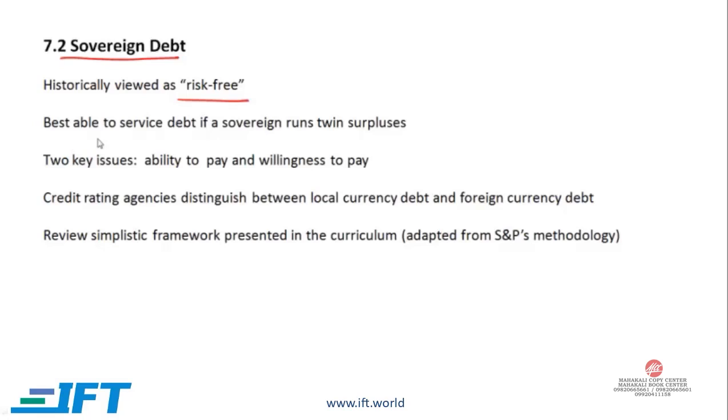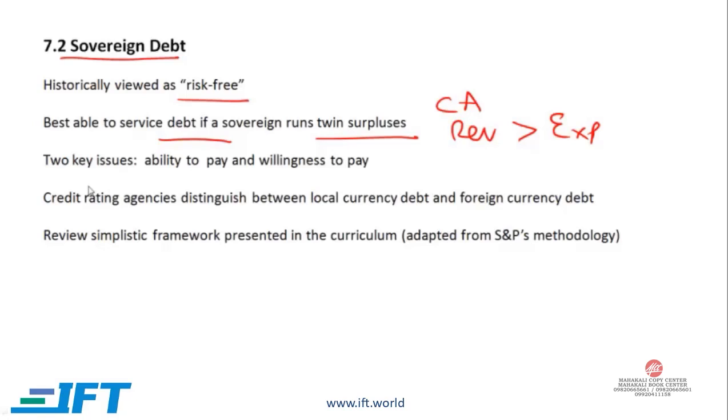Countries are best able to service sovereign debt if they run twin surpluses. So this simply means that they run a current account surplus and they also run a budget surplus where revenue is greater than the country's expenses. So if these two surpluses are in place, then a sovereign or a central government of a country is in good shape to service debt.